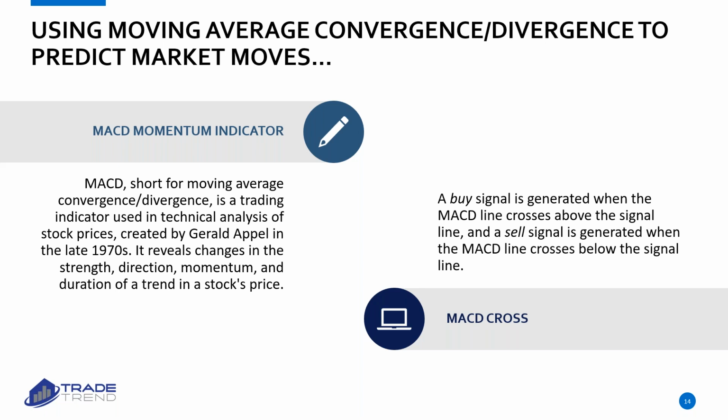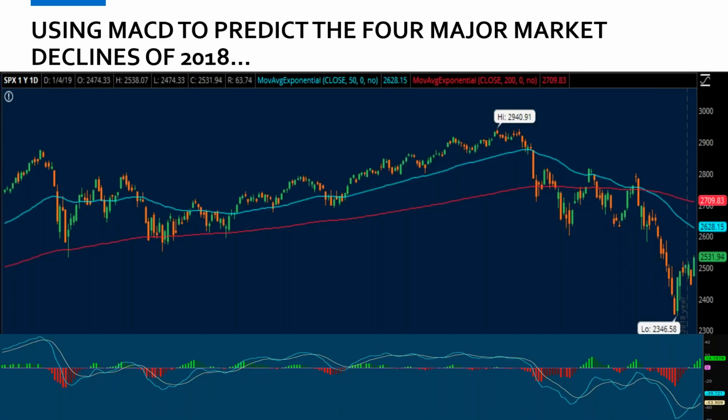Sounds pretty simple, right? So let's take a look at that in relation to the market corrections we saw back in 2018 last year. Now I've got the same chart up. It's still the daily chart of the S&P 500, same time frame, 2018. This time I've got the MACD plotted at the bottom of the chart. And you'll notice that we had that first cross at the end of January there.